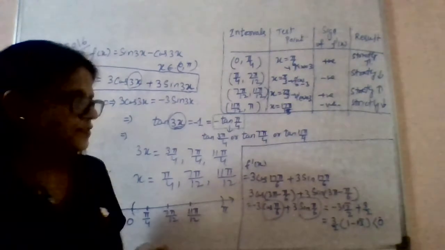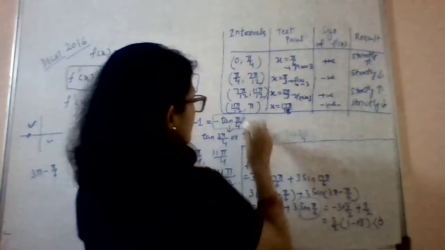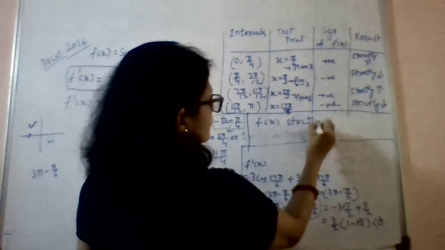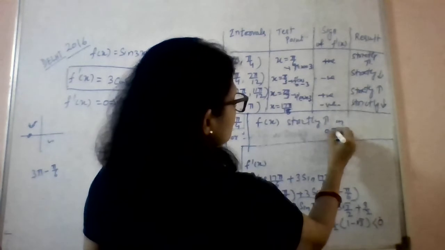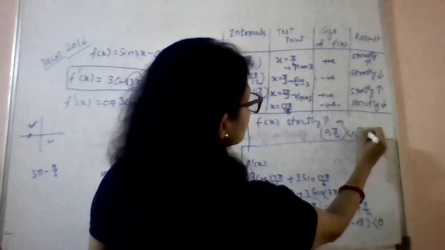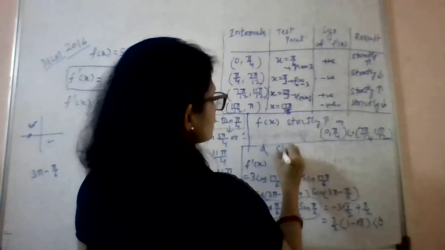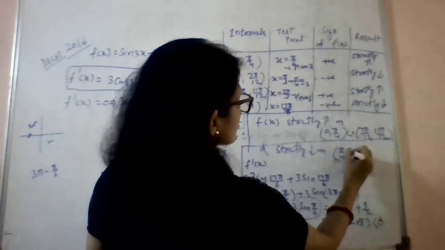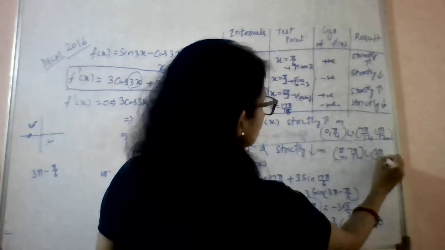Now the conclusion is: you will write down here, f x is strictly increasing on 0 to pi by 4 union 7 pi by 12 to 11 pi by 12, and strictly decreasing on pi by 4 to 7 pi by 12 union 11 pi by 12 to pi.